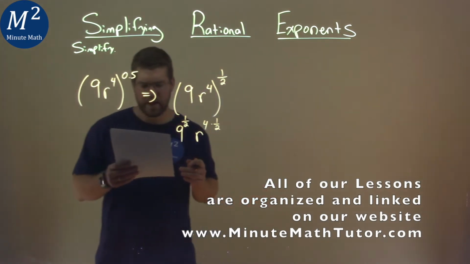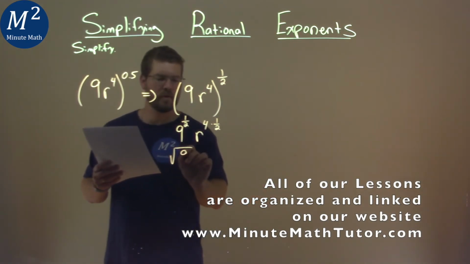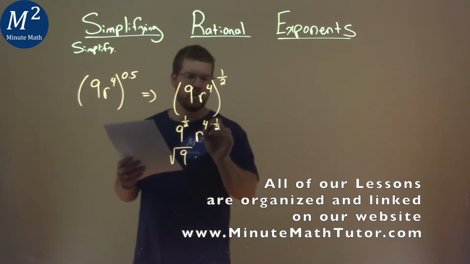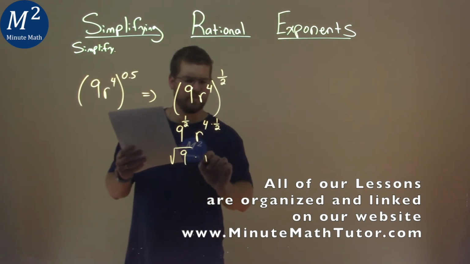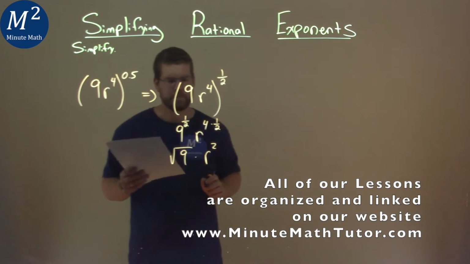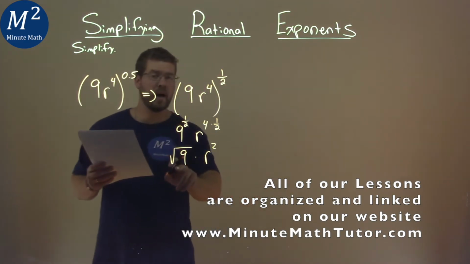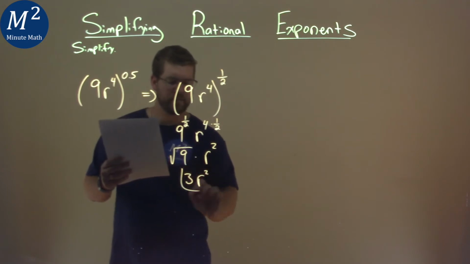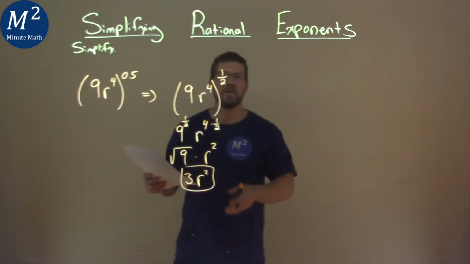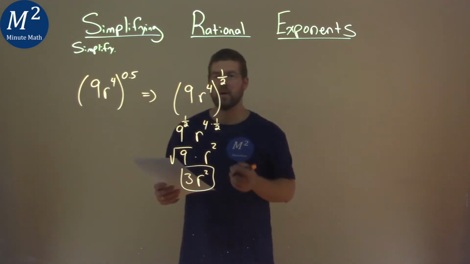Well, 9 to the 1/2 power is the same thing as the square root of 9. Our 4 times 1/2 is just 2. So we have r squared here. Keep on going. Square root of 9 is 3. And we have 3r squared. And so our final answer here is just 3r squared.